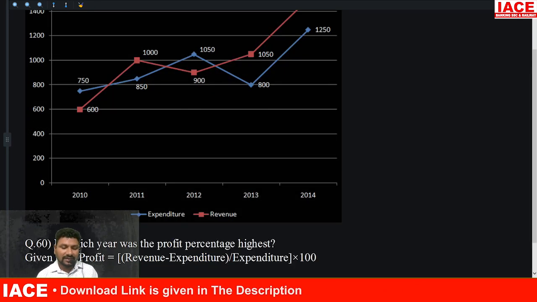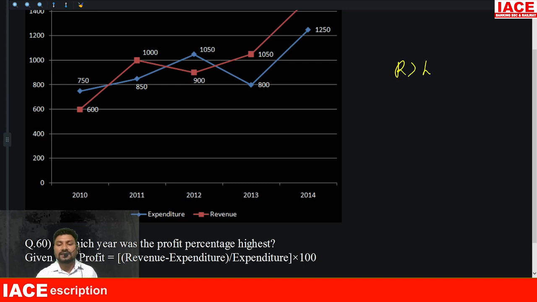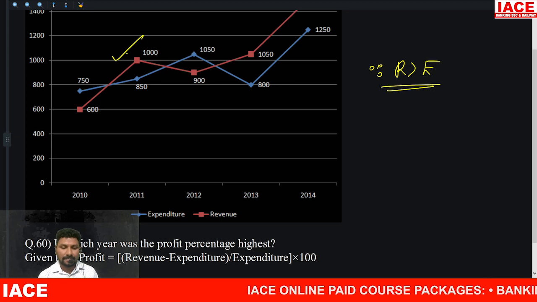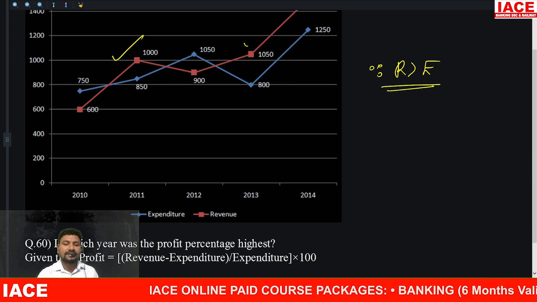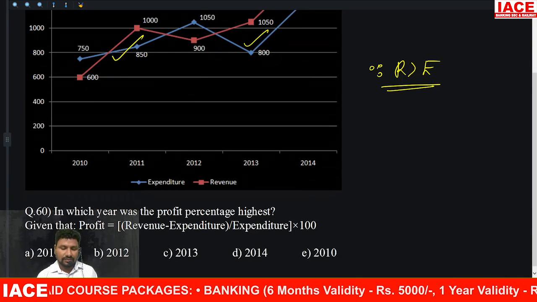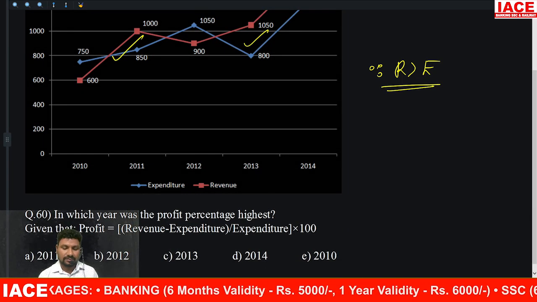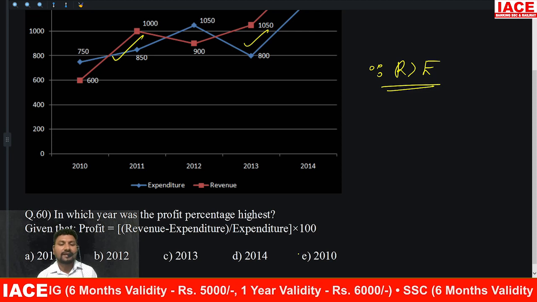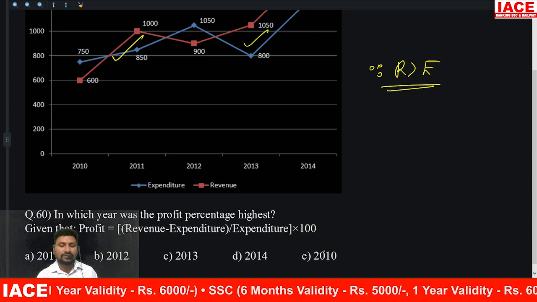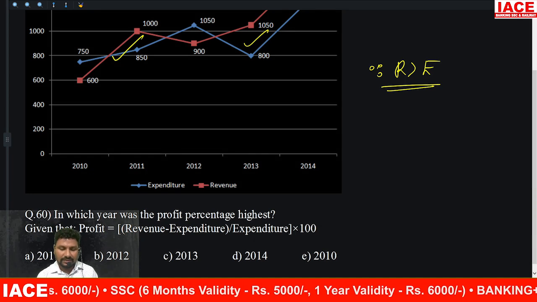So in which year was the profit percentage highest? How do you get profit? If revenue is greater than expenditure, you can call it a profit. Where revenue is more compared to expenditure. In this case only, no? This is a revenue extra, and this is a revenue extra. 2013 and 2014. Okay, revenue is more compared to expenditure. Here is also not 2011, 2013. So next it is 2014.